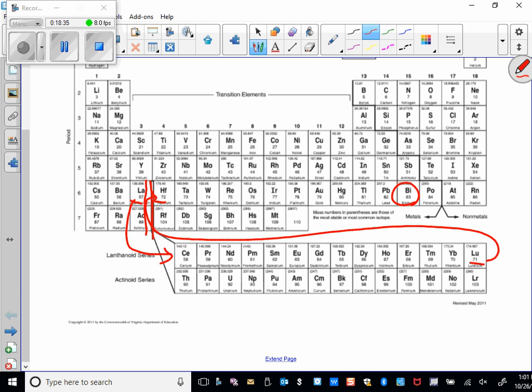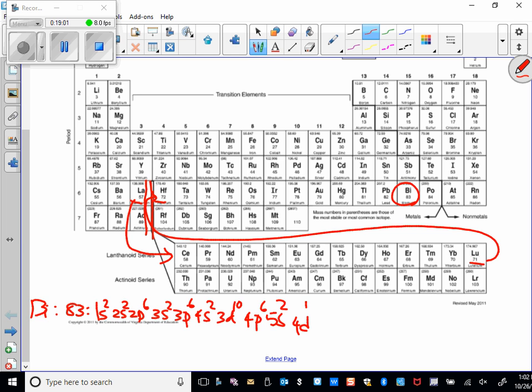So, how will I write the electron configuration of bismuth, which has 83 electrons? Let me do the first few. It's going to start at 1s2, 2s2, 2p6, 3s2, 3p6, 4s2, 3d10, 4p6, 5s2, 4d10, 5p6. Is that right? Now, I am in 6s.